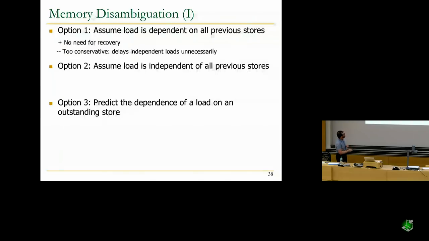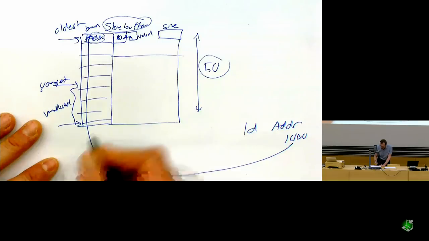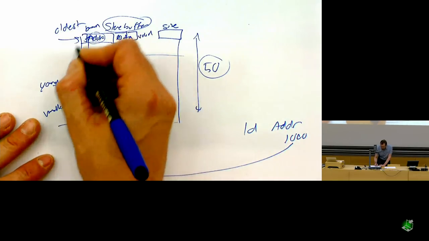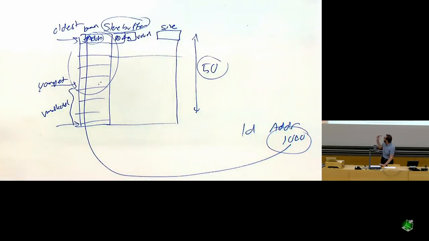If you assume the load is dependent on all previous stores, there's no need for recovery. You just wait for a while. But this is too conservative because it delays independent loads unnecessarily. As I said, you're trying to load from address 1,000. There may be no store in the store buffer. Let's say the size of this is 50, I'm just making it up. There may be no older store in the store buffer that's writing to address 1,000. So if you're conservative, you'll delay that load for a long time.